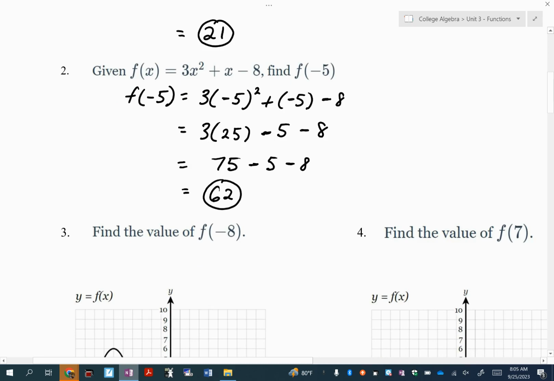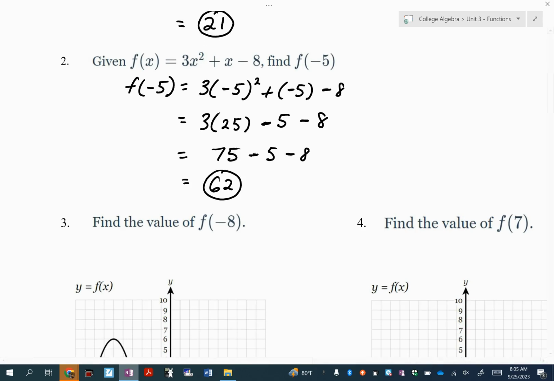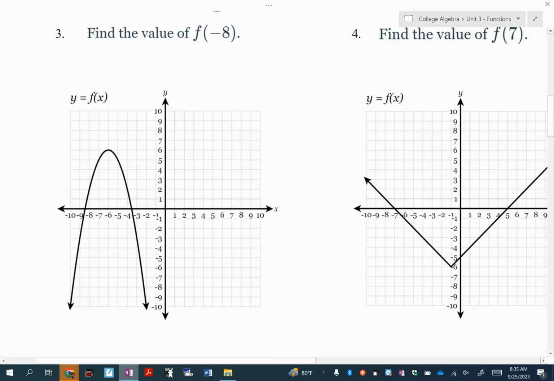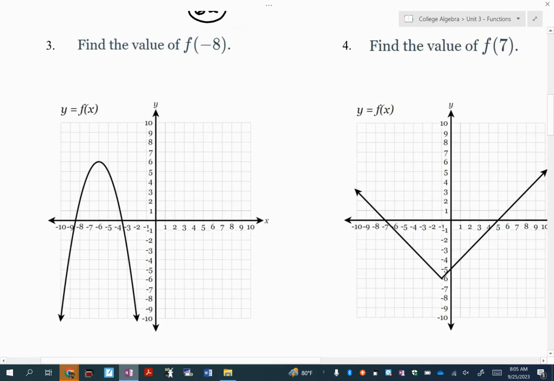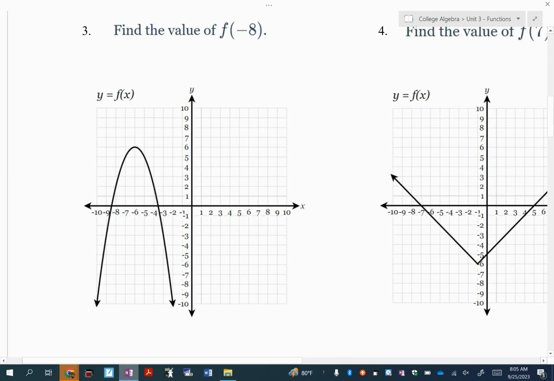So that's it for evaluating quadratics. These next two are also evaluating. One of them is a quadratic. Number 3 is a quadratic. But number 4 is an absolute value function. And we're going to evaluate these from their graphs.